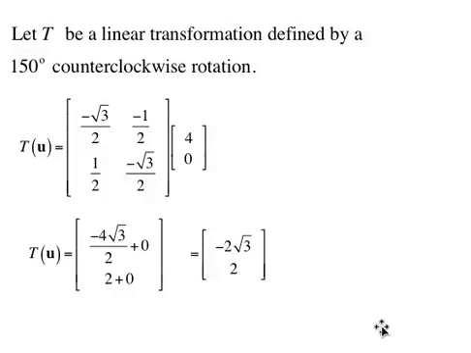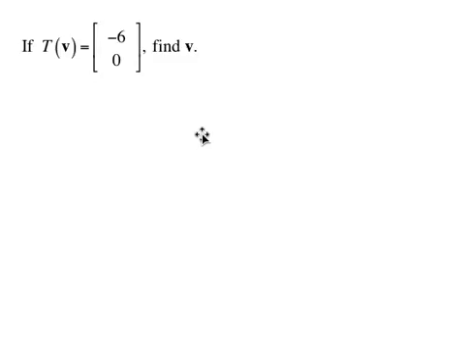Now you could have also figured this out using geometry, recognizing that the length of the vector is 4. We're rotating it 150 degrees, so we're starting on the x-axis. 4, 0 is 4 on the x-axis. If I rotated it 150 degrees, my x value would be 4 cos 150 degrees, and the y value would be 4 sine 150 degrees. So geometry can also help you do this problem. In fact, I'm going to use geometry for this one.